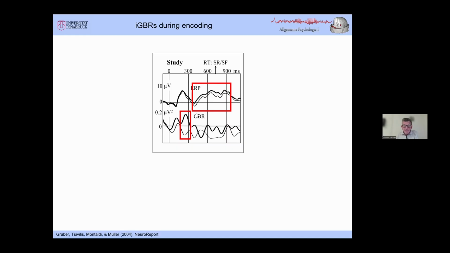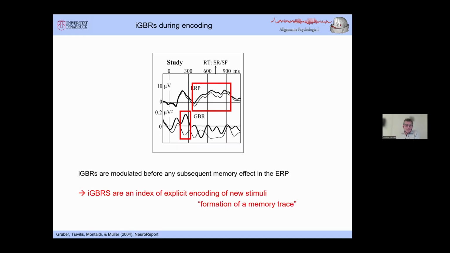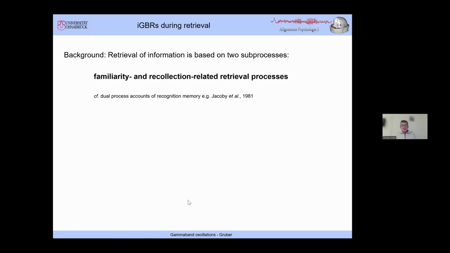Gamma band differentiates earlier. So to conclude, induced gamma band responses are modulated before any effect in the ERP, and gamma band responses are an index of encoding of new stimuli. Again, the formation of a memory trace. That was encoding. Now let me say a few words on the retrieval.